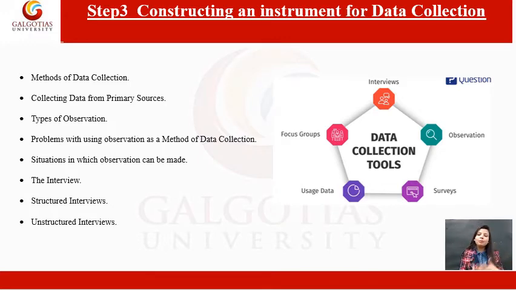So when we talk about data collection, there are various methods of data collection: collecting data from primary sources, from secondary sources, and from observations. There are various types of observations, problems with using observation as a method of data collection, and situations in which observation can be made. Then interviews, structured and unstructured interviews. Let me take one example of your urban design project.